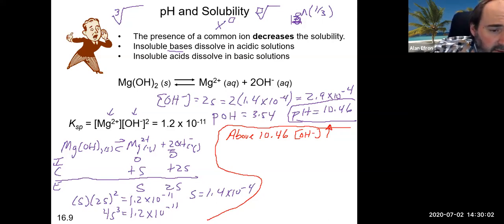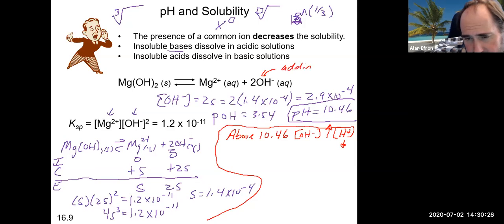And if you remember, OH minus and H plus are tied to each other. So if the OH minus concentration went up, the H plus concentration went down. So when we raise the pH here, that would be just like adding more OH minus. And Le Chatelier's principle will tell us that once we add more OH minus by raising that pH, we would expect the shift in equilibrium to head to the left.